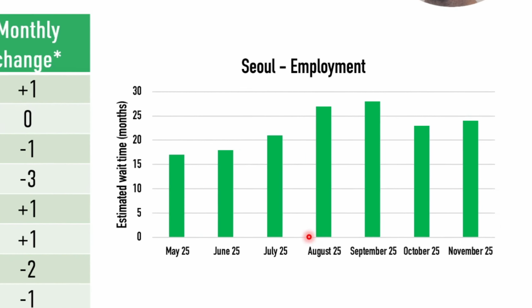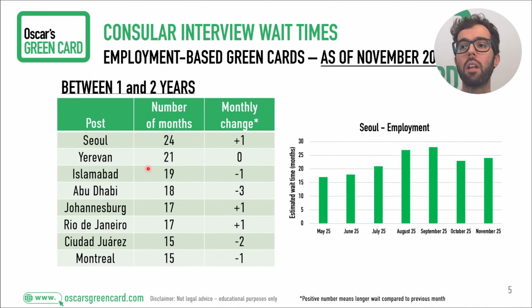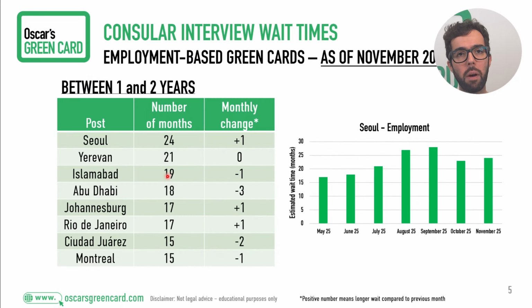And here, I'll show you the progression. We saw South Korea getting a little bit worse during the summer months and reaching more than 25 months of wait time. And now it's gone down, but still quite high with over 20 months, like I was saying, 24 right now. Yerevan, 21 months. Islamabad, 19 months. Abu Dhabi, 18 months, and it gets better by 3. Johannesburg and Rio de Janeiro, 17 months, adding both 1 month. Ciudad Juarez and Montreal, 15 months, both of them get a little bit better.